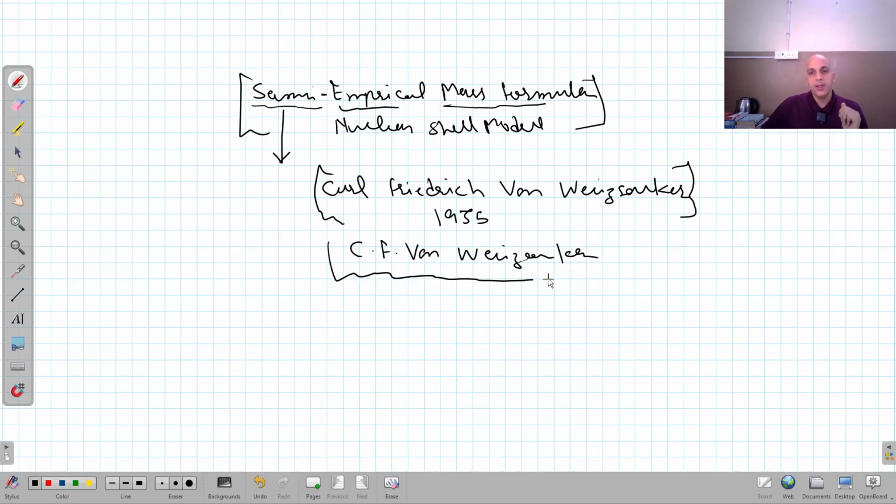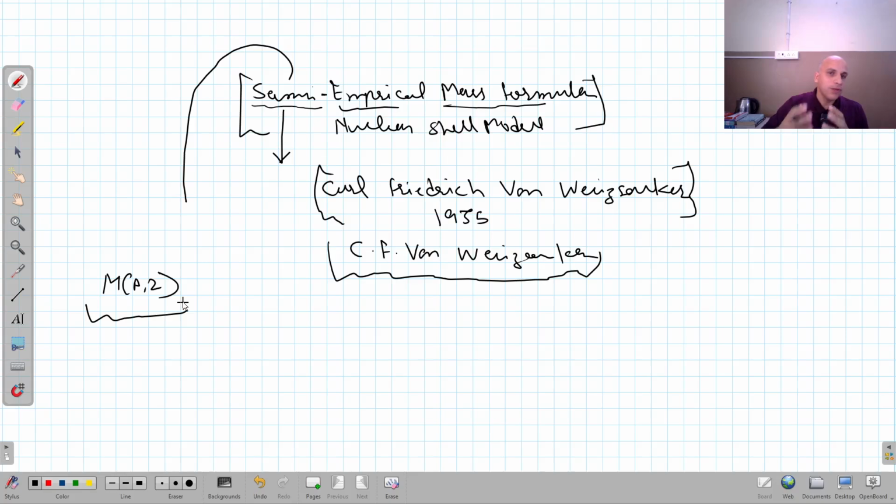Now I'm coming to the name of this formula, semi-empirical. Semi-empirical means this formula is based on some theoretical predictions and some empirical or experimental verifications, so it is a combination of both. And what does this formula give us? It gives us the mass of the atomic nucleus, M(A,Z). Semi-empirical means half theoretical and half experimental.